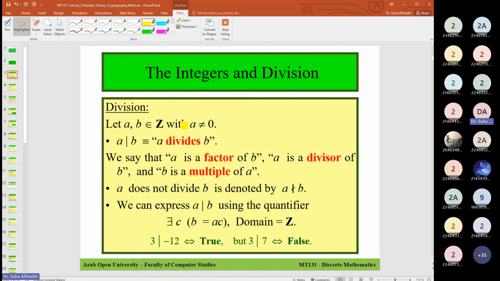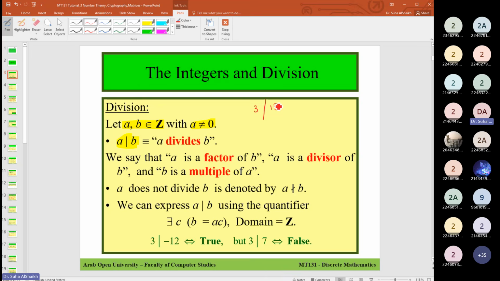integers and the division. What does it mean whenever we say that a number A divides a number B? As you can see, the numbers A and B are both in Z, with the condition that A is not equal to 0. What does it mean when I say A divides B? For example, I can say that 3 divides 15. What does it mean? معناها 3 تقسم ال 15.